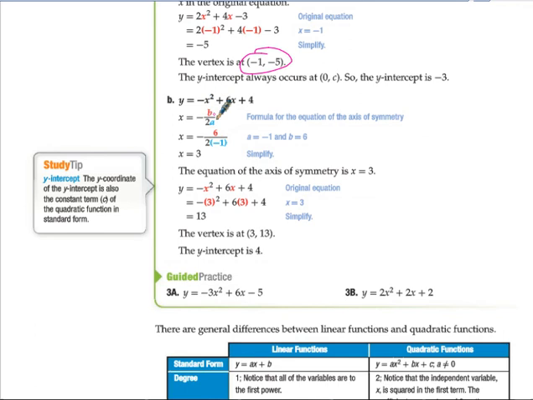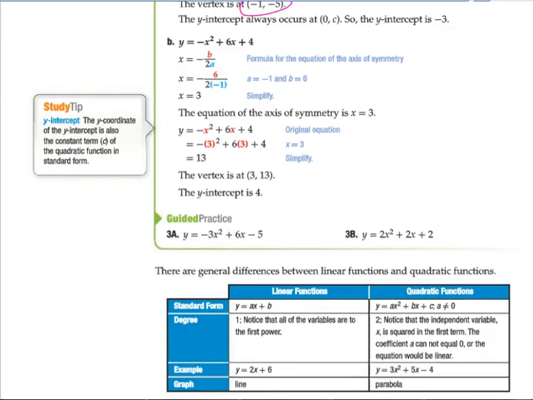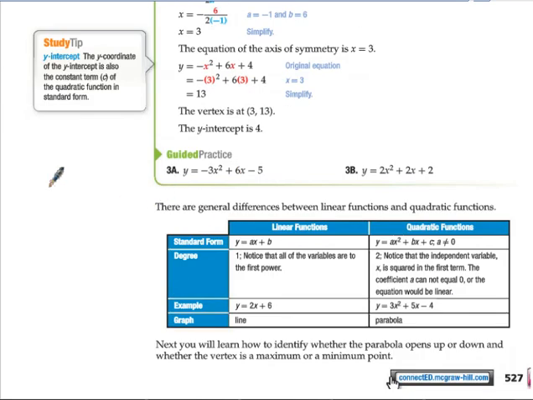Same thing here in example B. There were just some different signs, so make sure you're really careful about sign errors. All right. Go ahead and take a second and try to get me the same information, axis of symmetry, vertex and y-intercept, for 3a and 3b. Go ahead and do that now.